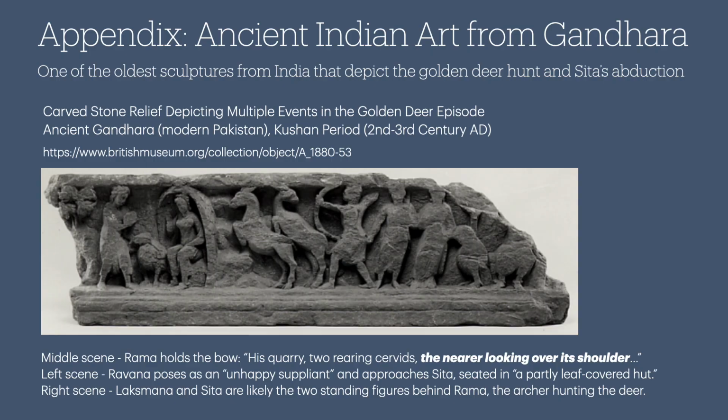And also in the rightmost part of the middle scene, we see that Lakshman and Sita are probably the two standing figures behind Rama, who is the archer hunting the deer. So really, it's again the same two events: the abduction of Sita and the deer hunt, just as we have seen throughout this presentation, including with the main work of art that we've been analyzing, the Caeretan hydria from Boston. I think this should be as conclusive as it gets.